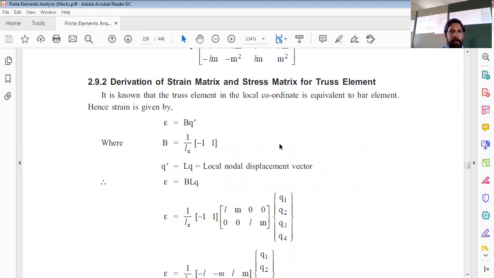for truss element. So we know that strain epsilon is equals to B into Q, and in local coordinate system you can write epsilon as B into Q dash, where Q dash represents the displacement vector in local coordinates, and B is the strain displacement matrix for a one dimensional element, or you can consider it as a truss element in local coordinate system, where B is equals to 1 by length of element in the matrix of -1 and +1. And we also know that to convert from local coordinates to global coordinates, you can write q dash is equals to L into Q.